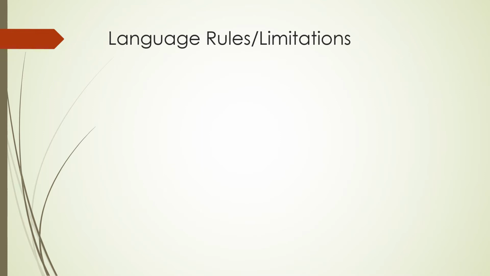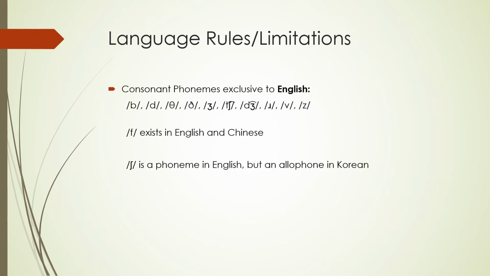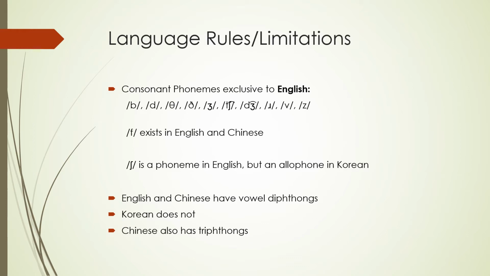So the language rules or limitations are that these consonant phonemes are exclusive to English: the B, D, theta, F, ch, j, r, v, z. The F exists in both English and Chinese, but does not exist in Korean, and the Sh is a phoneme in English, but an allophone in Korean. English and Chinese have vowel diphthongs, while Korean does not, and Korean also has triphthongs.